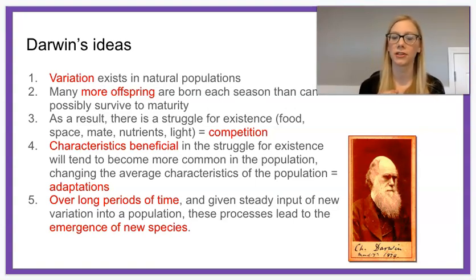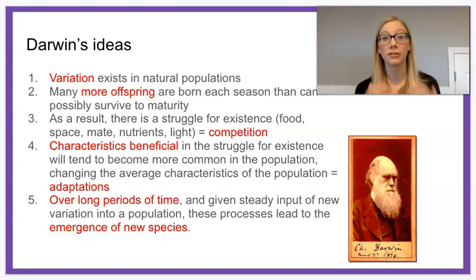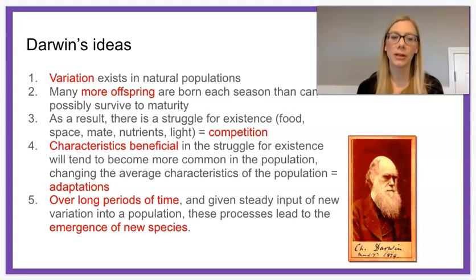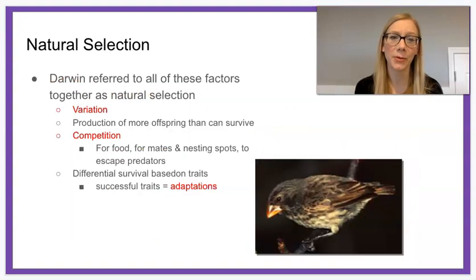In the struggle for existence, these characteristics that are beneficial for survival will tend to become more common in the population because of competition, changing the average characteristics of the population. These are now what we call adaptations. And over long periods of time, and given steady input of new variation into a population, these processes lead to the emergence of a new species. So this is basically Darwin's ideas.